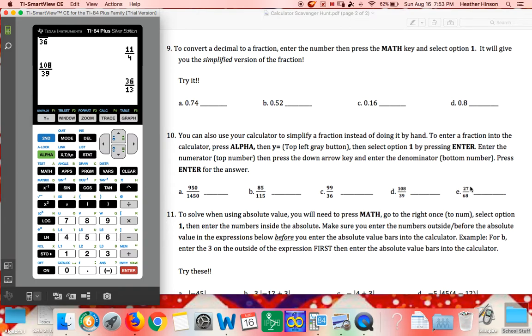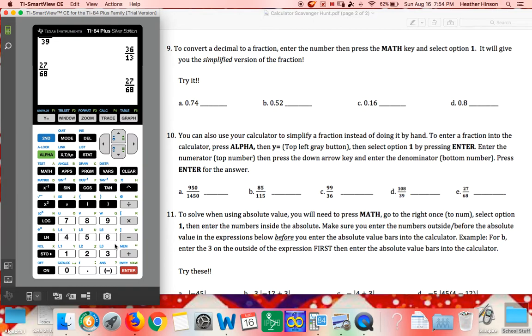So for E, the very last one, we want alpha, y equals at the very top, numerator over denominator, and then we're going to put 27 over 68. 27 on top, go down to the denominator, put 68 on the bottom, and hit enter to get your answer. Now, if you notice, this one didn't change. That's because this one cannot be reduced. There's no number that multiplies into both 27 and 68.